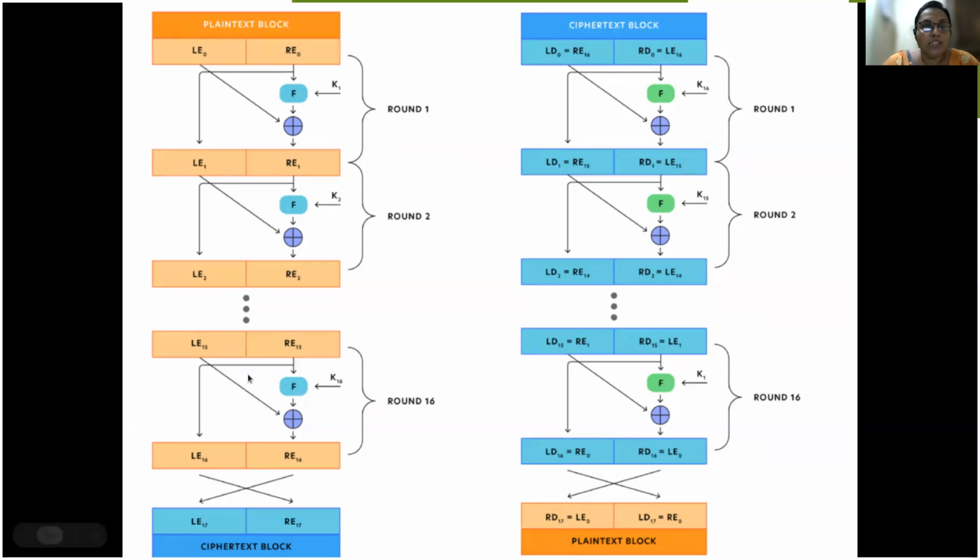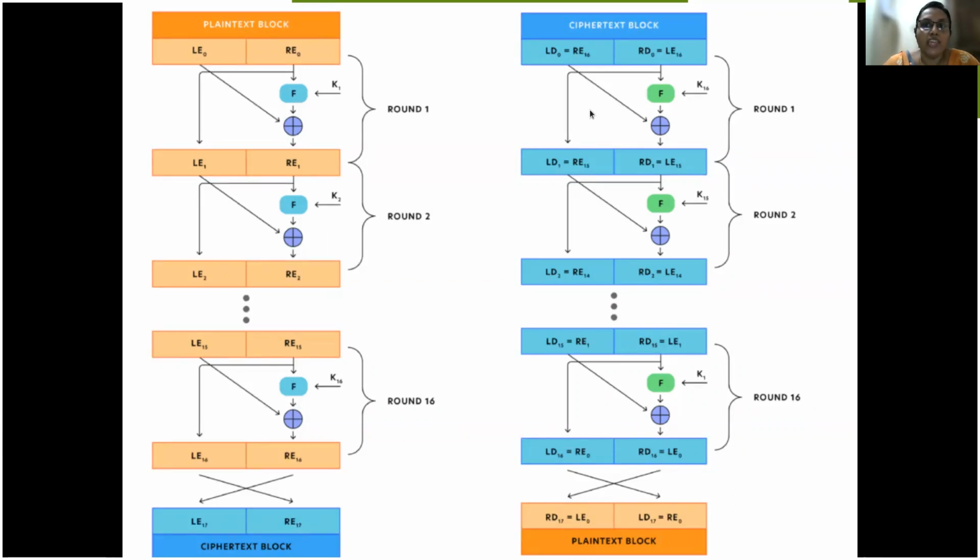Okay, and the process which we have done from plain text to ciphertext is reversed, so that we get the plain text from the ciphertext. So over here you can see the first step: the ciphertext is RE17. This was the last step. So LE16 and RE16 were interchanged to give LE17 and RE17.